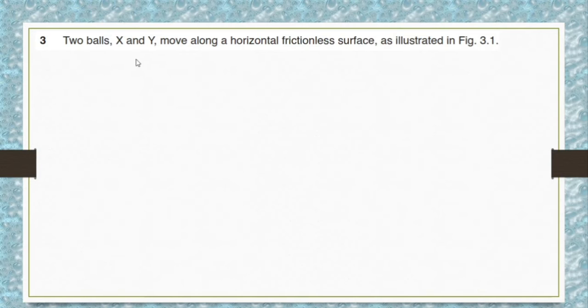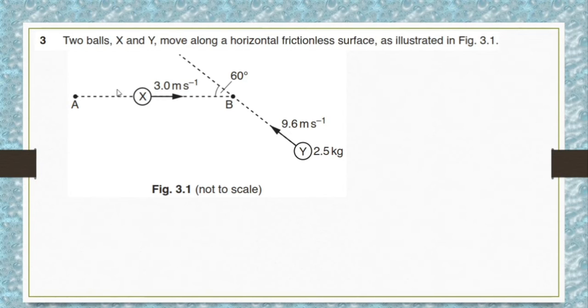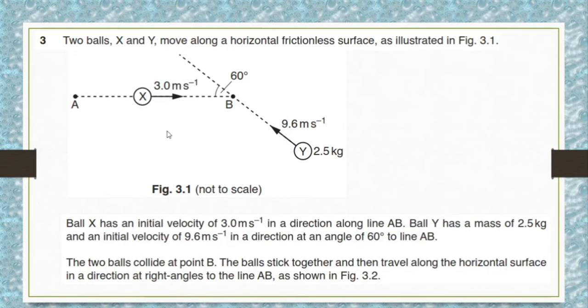Number 3. Two balls X and Y move along a horizontal frictionless surface as illustrated in figure 3.1. Ball X has an initial velocity of 3 meters per second in a direction along line AB. Ball Y has a mass of 2.5 kilograms and an initial velocity of 9.6 meters per second at an angle of 60 degrees to line AB, or to the horizontal. The two balls collide at point B. The balls stick together and then travel along the horizontal surface in a direction at right angles to the line AB with the same velocity V, as shown in figure 3.2.